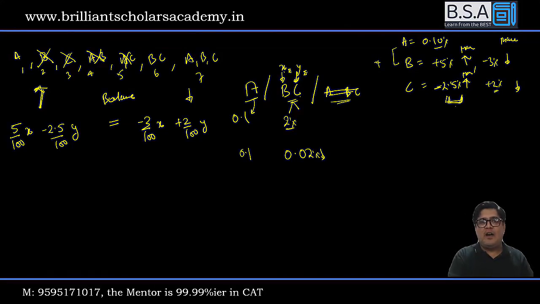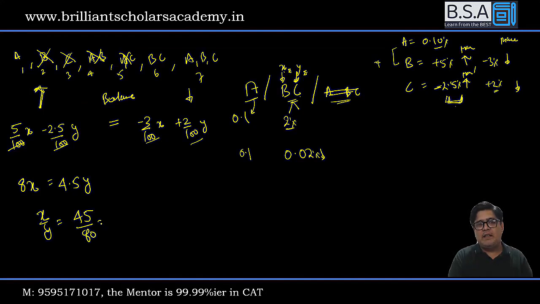Let me cancel. देखो 100 cancel हो गया. I am bringing it here. 8x. I am moving it on the right side. 4.5 y. I'm rearranging this. X upon y is equal to 45 upon 80 is equal to 9 upon 16. अब थोड़ा रुक जाओ. I am putting 9 rupees in B and I am putting 16 rupees in C. ऐसा मैंने मान लिया. मैं उसको यहां पुट करता हूं. I am putting that here.